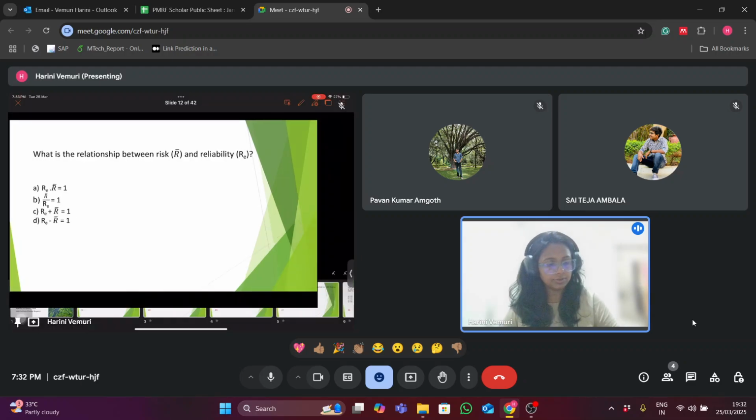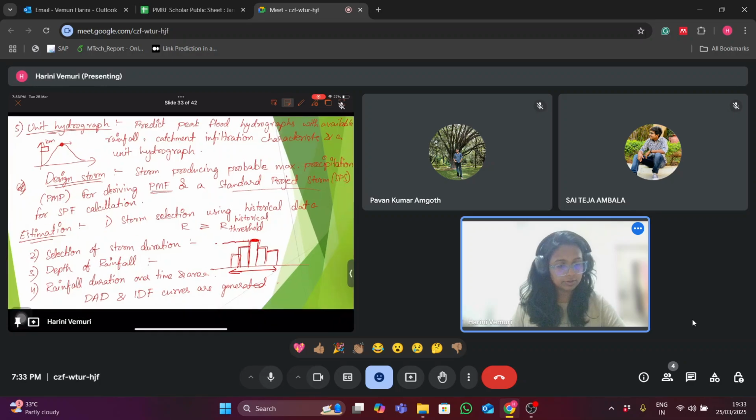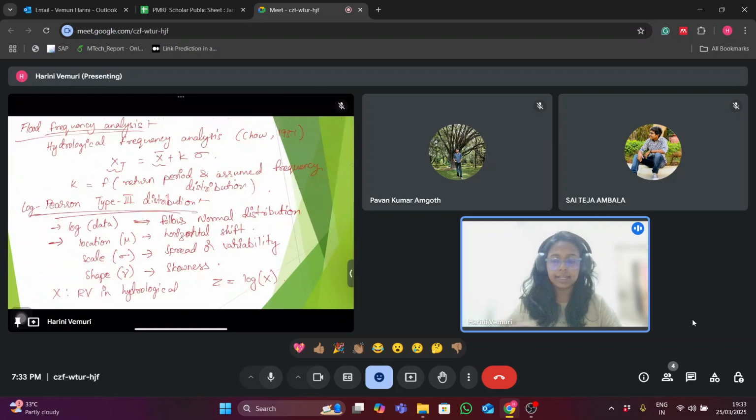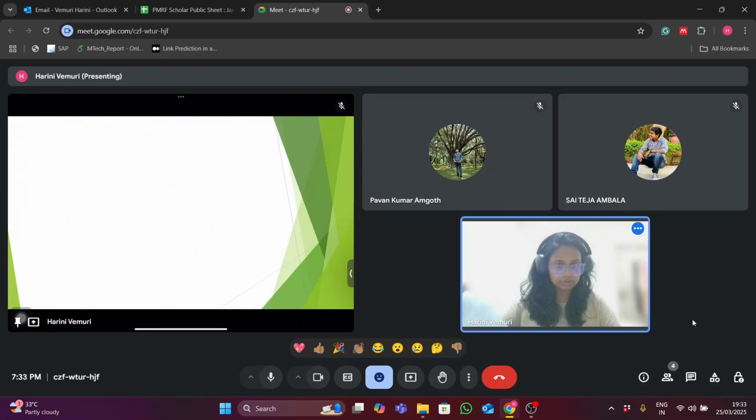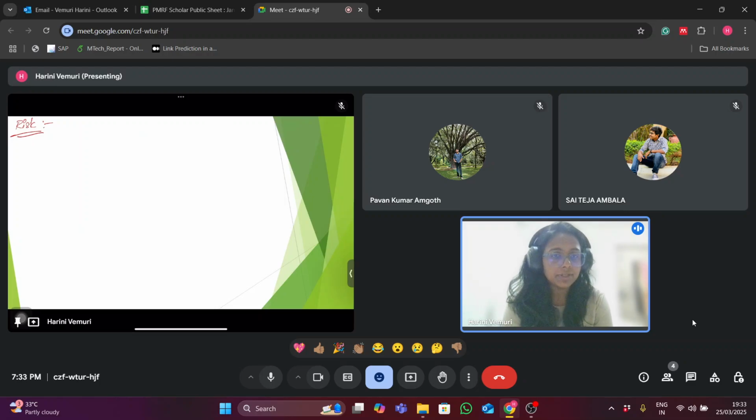So let's look into the theory related to the terms like risk, reliability, and all. So what is exactly risk? It is the probability of occurrence of a specific event X multiplied by the consequences or impacts associated with that event. So previously we have seen that there is a flood magnitude of 1000 meter cube per second. It can occur with a return period of 25 years, right?